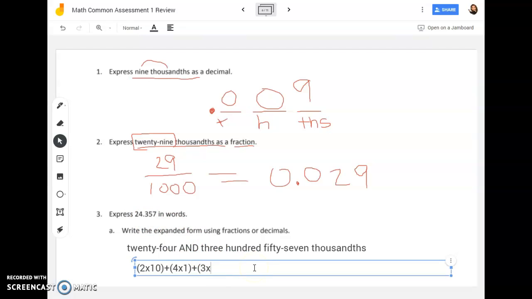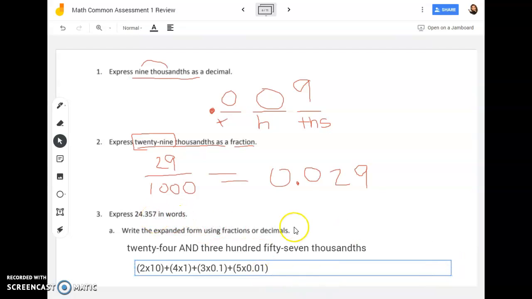So 3 times, and that 3 is in the tenths place because the first place after the decimal is the tenths place. So I'm going to type 1/10. Remember, 0.1 is 1/10. The 1 is in the tenths place. The next digit I have is a 5, and the 5 is in the hundredths place. So I'm going to do 5 times 1/100 because my 5 is in the hundredths place.